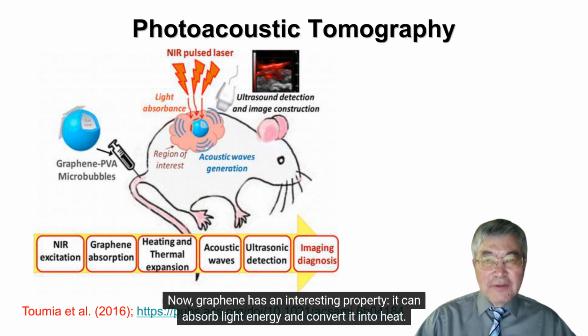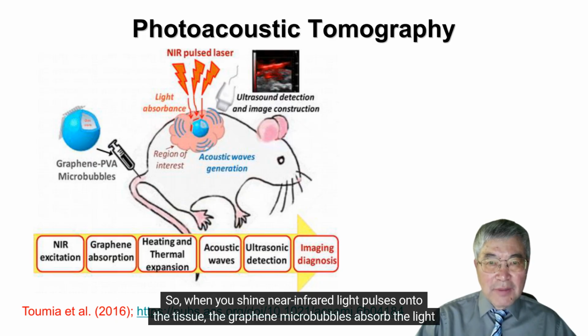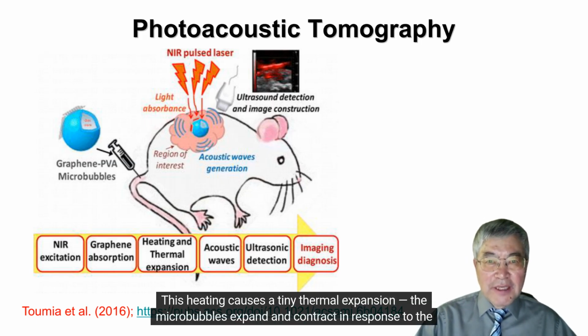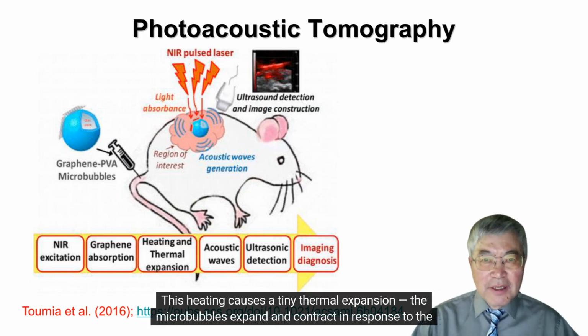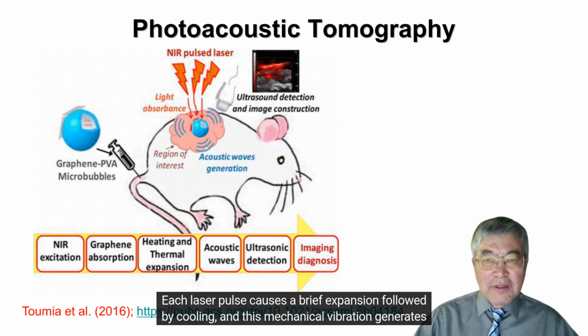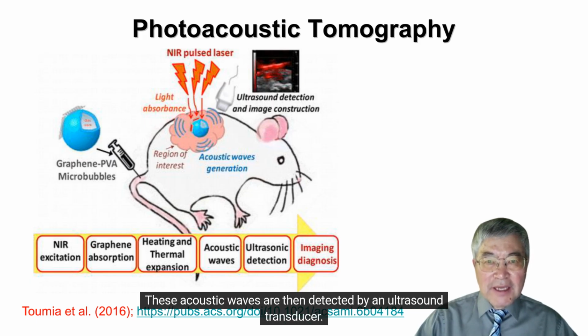Now, graphene has an interesting property. It can absorb light energy and convert it into heat. So, when you shine near-infrared light pulses onto the tissue, the graphene microbubbles absorb the light and heat up slightly. This heating causes a tiny thermal expansion. The microbubbles expand and contract in response to the pulsed laser. Each laser pulse causes a brief expansion, followed by cooling, and this mechanical vibration generates an acoustic wave, much like a sound pulse. These acoustic waves are then detected by an ultrasound transducer.